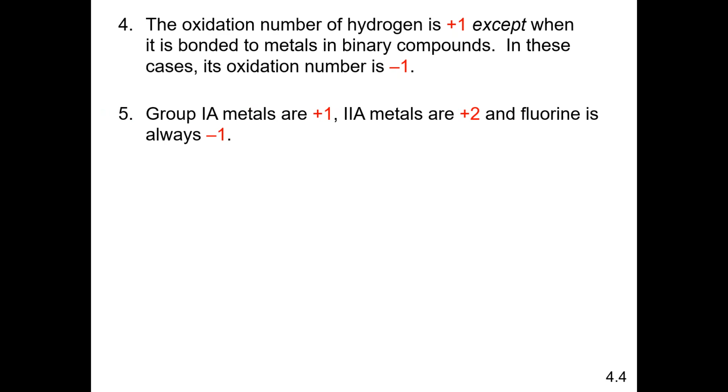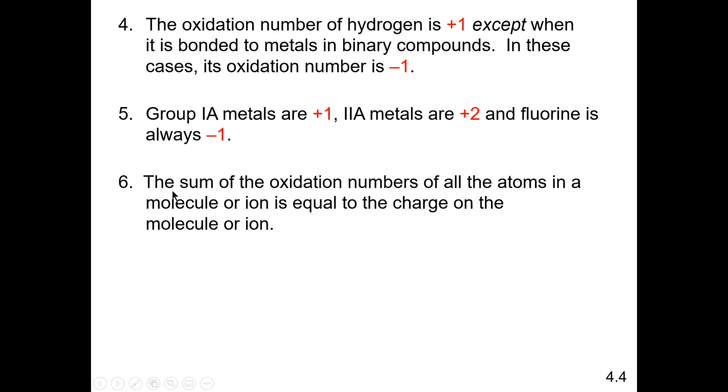The next rule has to do with certain groups. Group 1A metals are always +1 when they're combined with other elements. Group 2 metals are always +2 when they're combined with other elements. And fluorine is kind of unique because, if it's combined with anything, it is always -1. And then we have this rule: the sum of the oxidation numbers of all the atoms in a molecule or ion is equal to the charge on the molecule or ion.